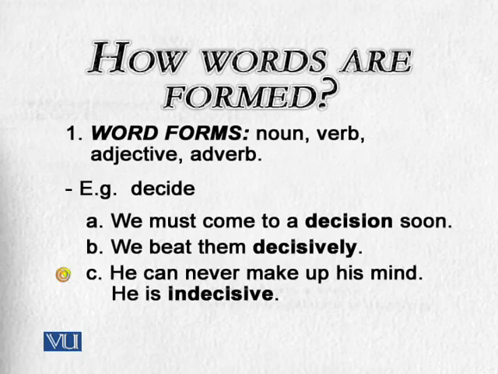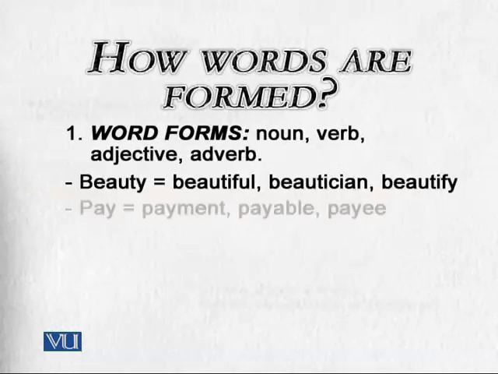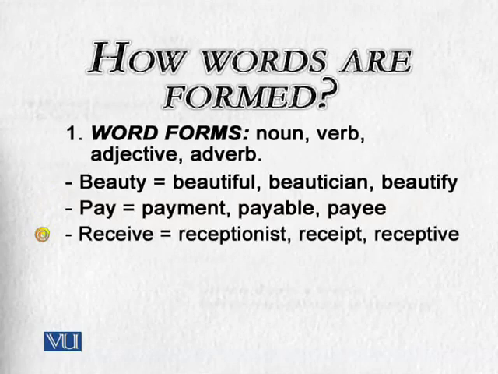And you can add ly to these adjectives and design adverbs also, like decisively or indecisively. So from one word, how many? Five words we created. This is called word forms and word formation. Okay, let's take a look at some more examples for our concept to be clear. On your screen, you can see the key word is beauty, the second one is pay, and the third one is receive. Let's change these three words into further forms.